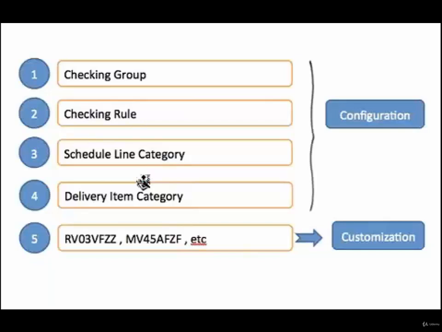And after that, we have seen schedule line category, which is more or less an on and off, which is used to control if availability check should happen or not happen. And finally, we have the delivery item category, which is also an on and off switch used to control if availability check should happen or not happen at the delivery level. And of course, if you are not able to satisfy any of the business requirements with these parameters, you can always go for user exits.